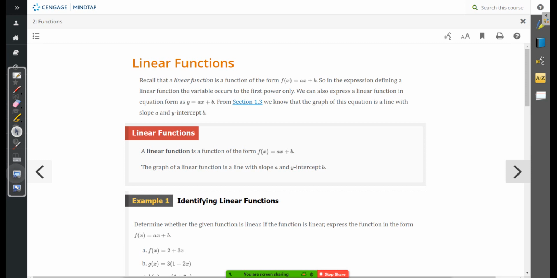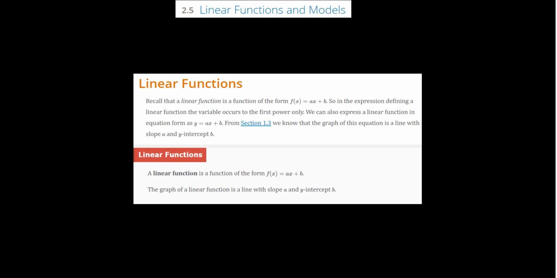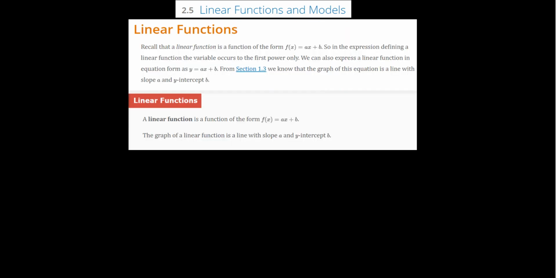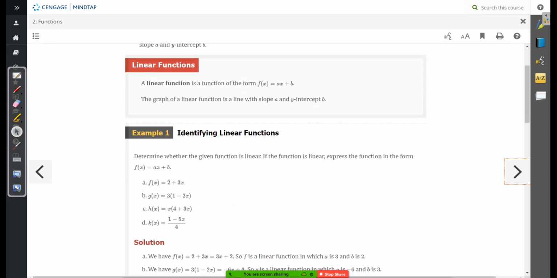From section 1.3, we know that the graph of this equation is a line with slope a and y-intercept b. Obviously, yes, you can look at the college algebra playlist, but I guess we did go over it in here as well. Forgot about that. And then we see our definition basically just rewrites what we read above. And we're just going to hand wave this one a little bit.